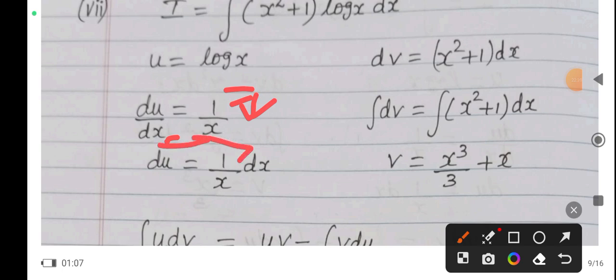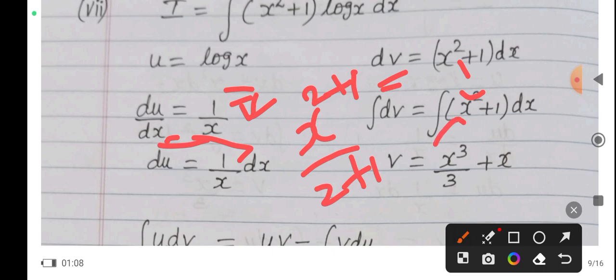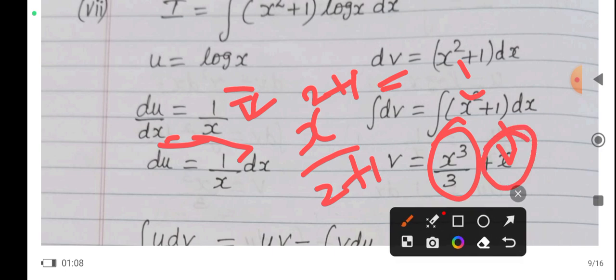Division dx goes the same multiplication. Then you have to integrate the dv. So x square plus 1 dx is going to integrate. X power 2 integration is x power 2 plus 1 by 2 plus 1, x power 3 by 3, using the formula. Then one constant integration, constant into x, so 1 integration is 1x, x.